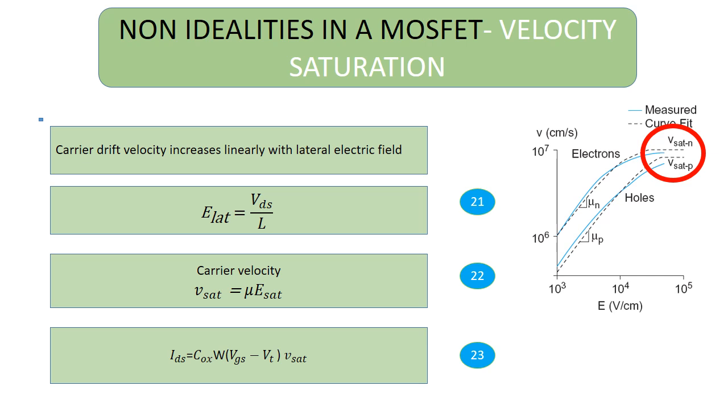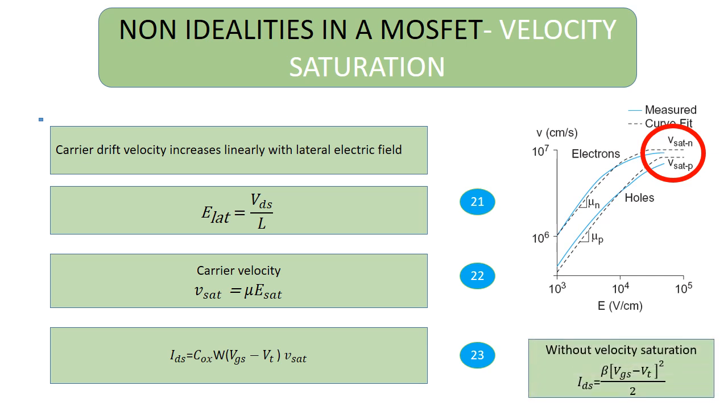Including this, the drain current changes into IDS is equal to Cox W into VGS minus VT into Vsat, which is equation 23. Remember, the current equation without considering velocity saturation was beta into VGS minus VT the whole squared divided by 2.